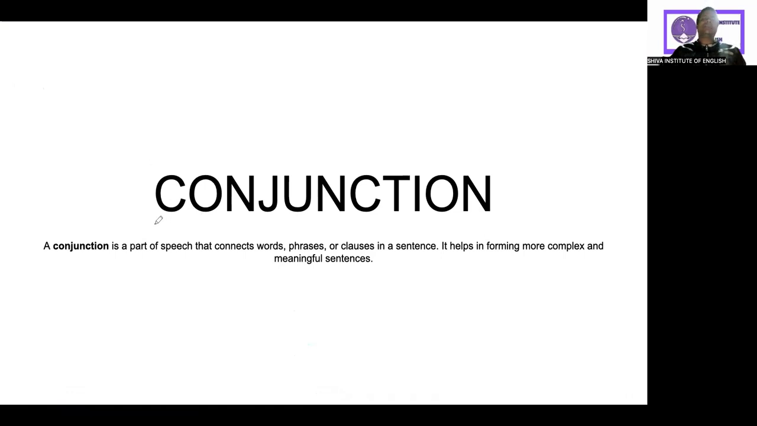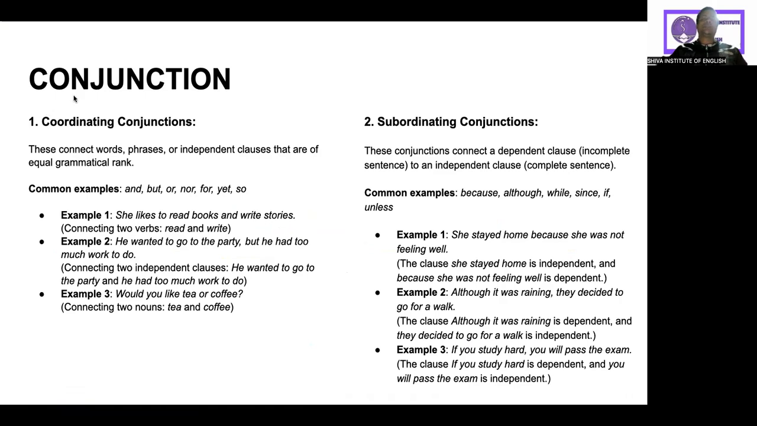So you understand what a conjunction is, isn't it? A conjunction is a part of speech that connects words, phrases, or clauses in a sentence, and it helps in forming more complex and meaningful sentences. That is what conjunction is all about if you talk about the definition. When we talk about conjunction, it means joining two words, joining two phrases, or joining two sentences, right?